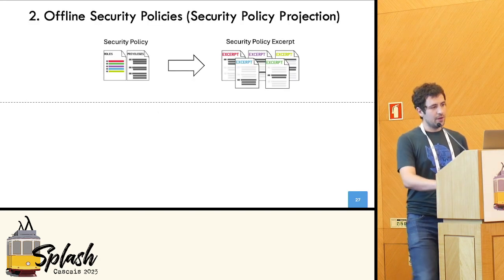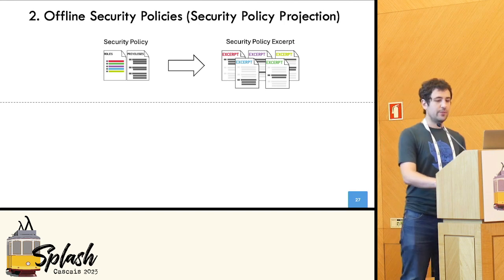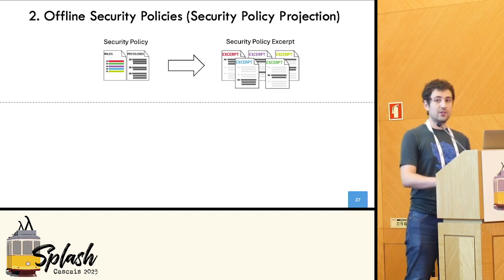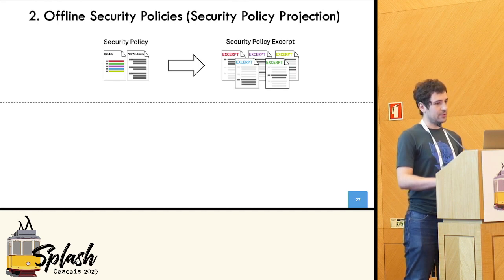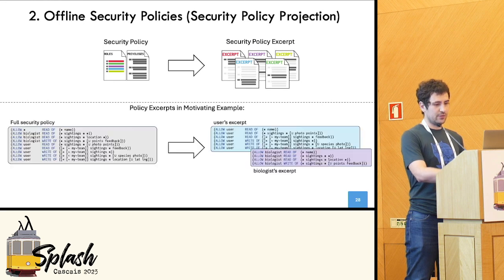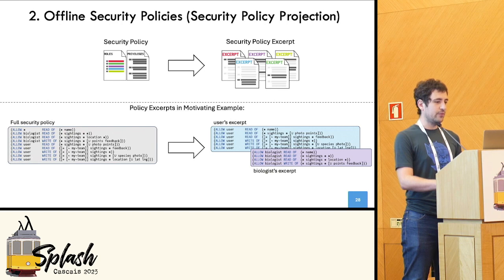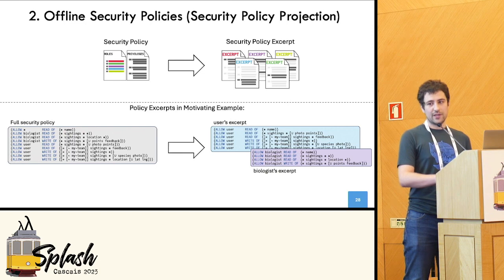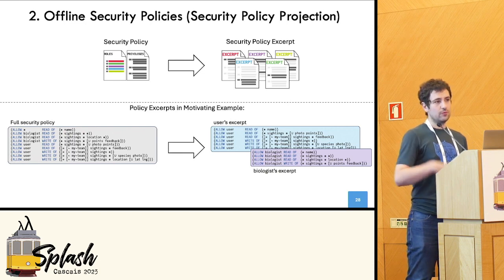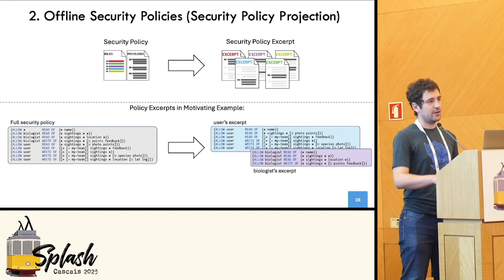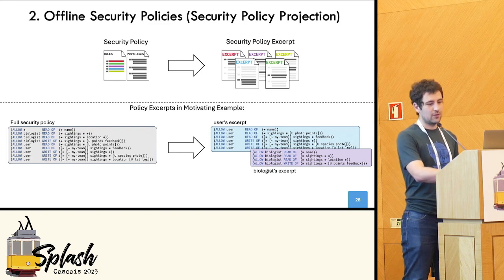Now, the second step of the solution is to project the security policy in order to get a security policy excerpt for each role. Each excerpt only contains the privileges that apply to a specific user, and we do this because in some cases, even knowing that certain data exists can already be a security concern. In the motivating example, this means that from the full security policy, we make two excerpts, namely for the user role and for the biologist role, and these policy excerpts can be sent to the client to locally check whether an operation is allowed when the clients are offline.